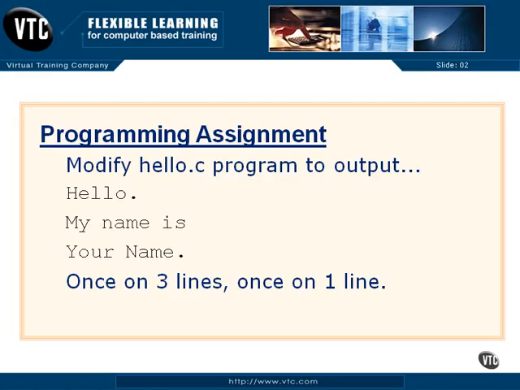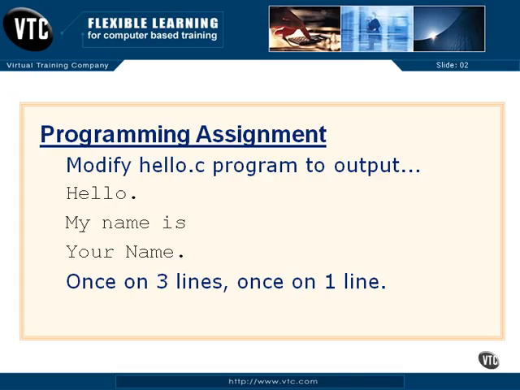Alrighty, here's your first programming assignment coming up. I want you to go into your editor and modify your hello.c program to output "hello.", new line, "my name is", new line, and then put your name in there. You can write your name if you want to, but it's a little more interesting if you get your own name in there. Nothing that we like to see more than our own name up in lights on a screen. And then put a period out at the end of that.